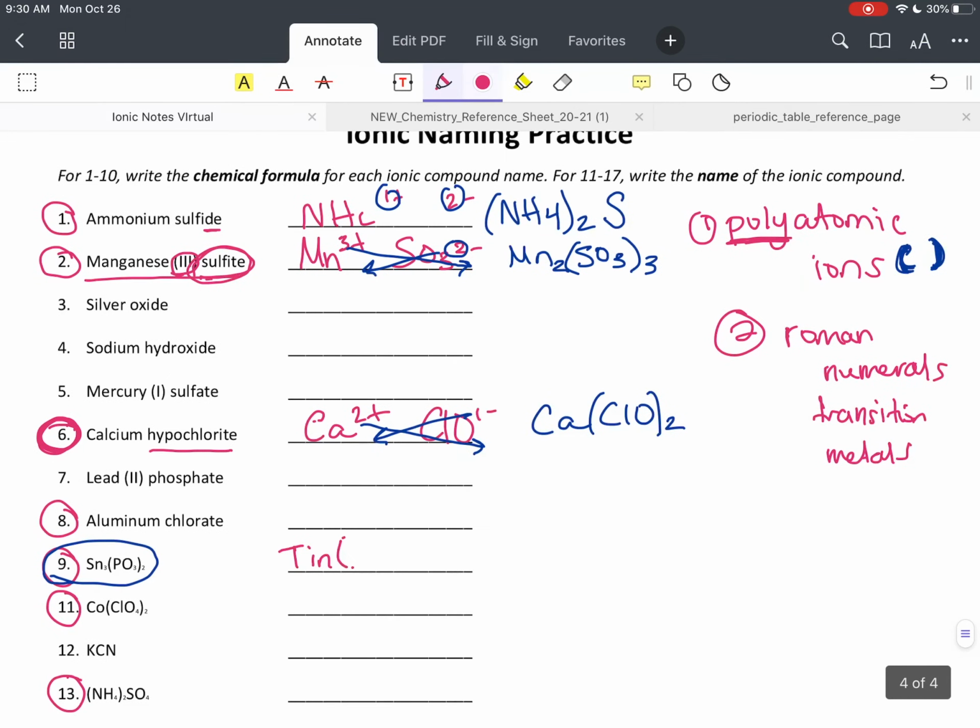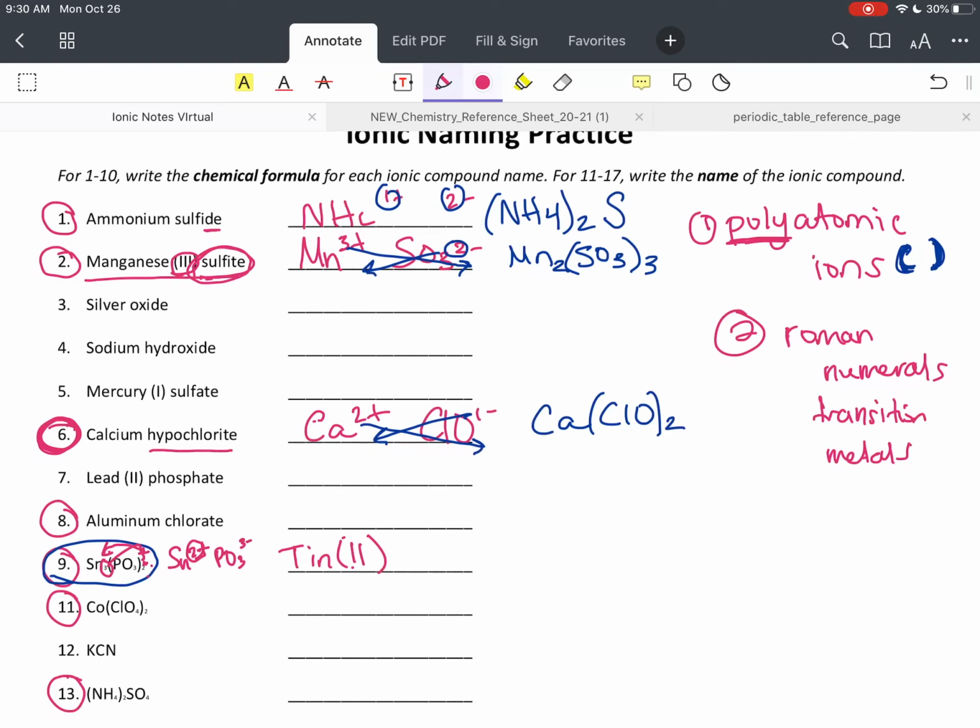So how am I going to figure out which Roman numerals go in my name? Remember, we've crisscrossed, so I know that tin's charge is really this 2 down here. So that is going to be the charge for tin. So it's Sn 2 plus, and then I have the PO3, and the charge for PO3 is that crisscross over there, 3 minus. So when I write my name, this 2 is going to be my Roman numeral.